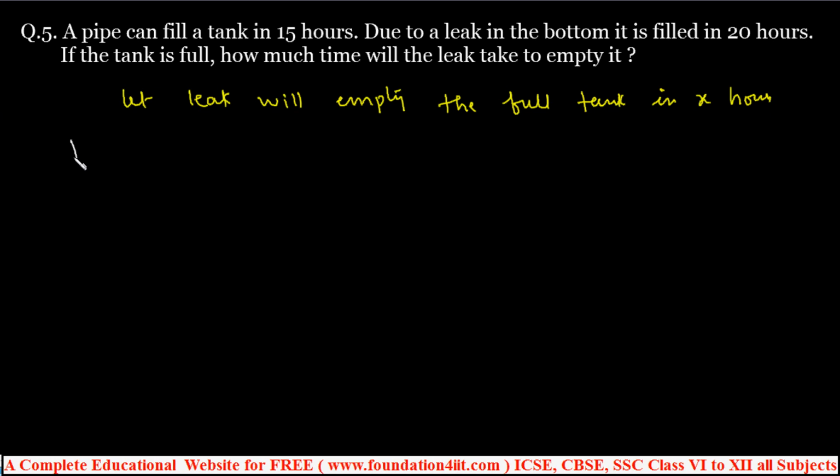Now we can make the statement like this directly: because it's emptying, which is filling we should add, emptying we have to subtract. So a pipe can fill in 15 hours, so 1 by 15 minus, this is emptying, so 1 by X, should be equal to 1 by 20, right? The total tank can fill in 20 hours, so in 1 hour it can fill 1 by 20th part. In 1 hour these two can fill 1 by 15 minus 1 by X. Just calculate this, you'll get the answer.